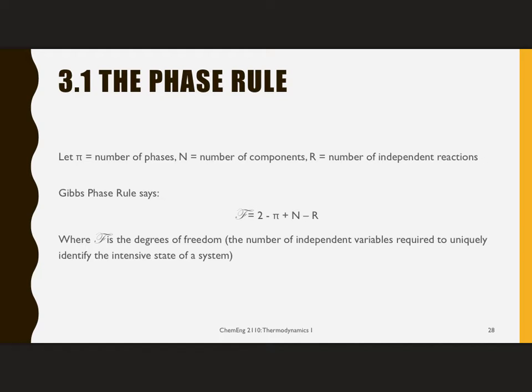But Gibbs phase rule, and this is derivable, and we'll look at it later, says that the number of degrees of freedom in a system is 2 minus the number of phases plus the number of components minus the number of independent reactions. Now, degrees of freedom may not sound like anything important to you, but what it tells us is how many independent variables I need to identify the intensive state of a system, right? So did I only need to tell you the volume, or did I need to tell you volume and temperature, right? Or was temperature and pressure enough, etc.?